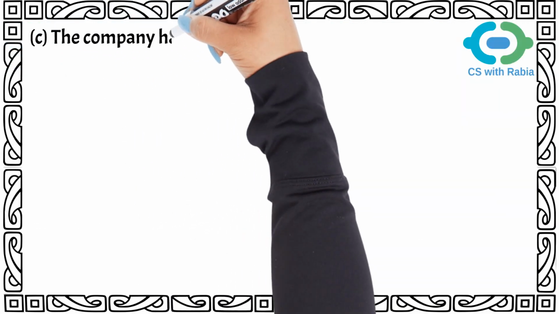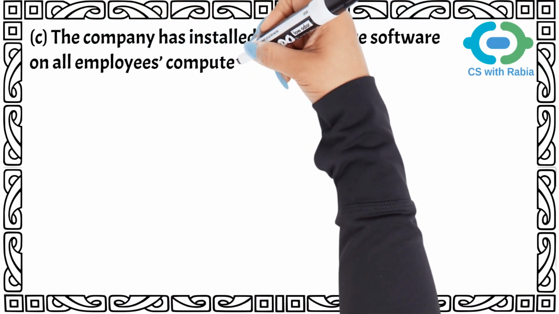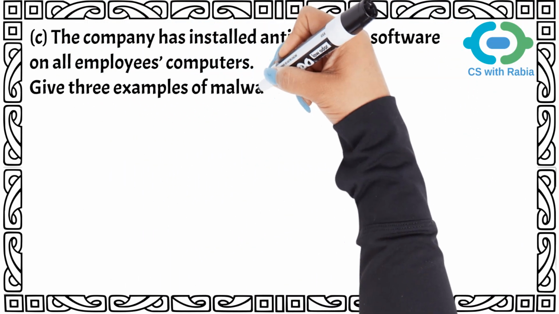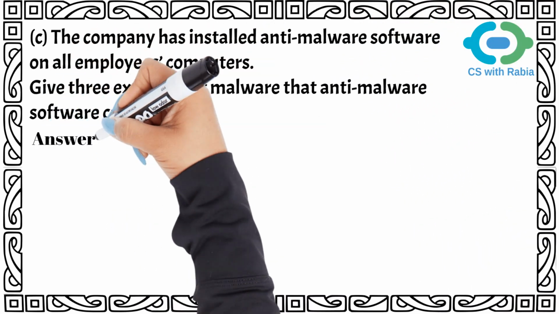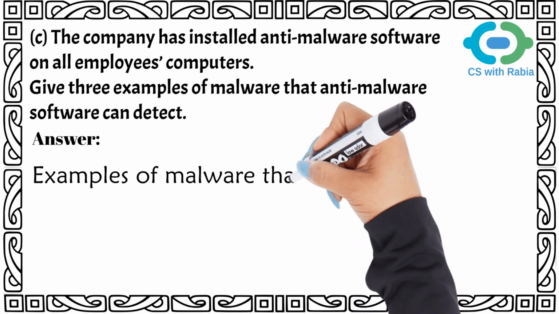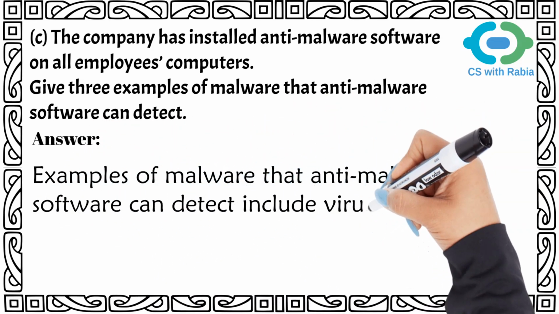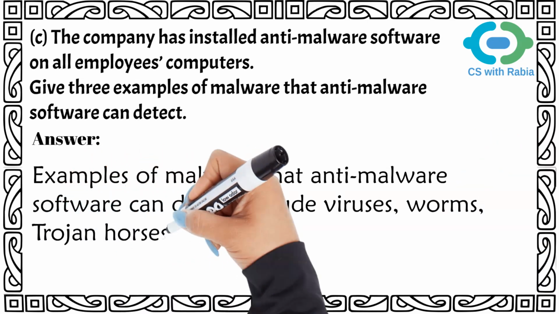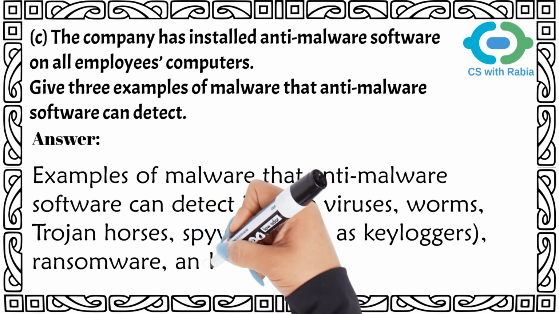The company has installed anti-malware software on all employees' computers. Give 3 examples of malware that anti-malware software can detect. Examples of malware that anti-malware software can detect include viruses, worms, Trojan horses, spyware, such as keyloggers, ransomware, and adware.